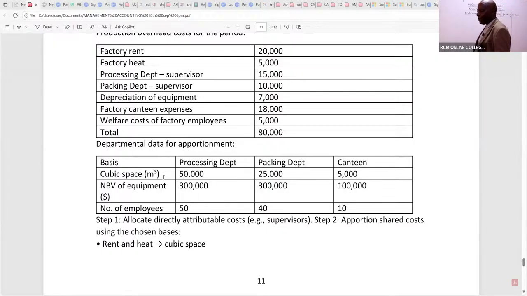The first item here, they are calling it factory rent. Now, factory rent, ladies and gentlemen, when you look at the basis given, you can see processing is occupying quite a huge space. The processing department, 50,000. Then we have, in this case here, packing, 25. Then we have canteen, 5.